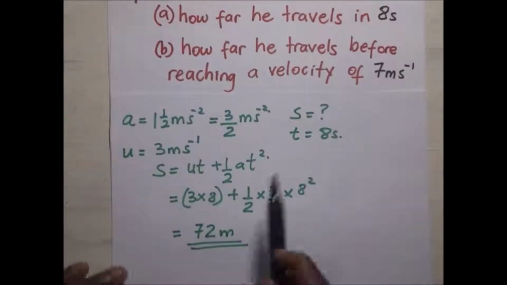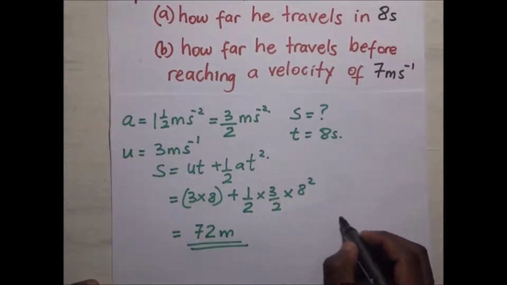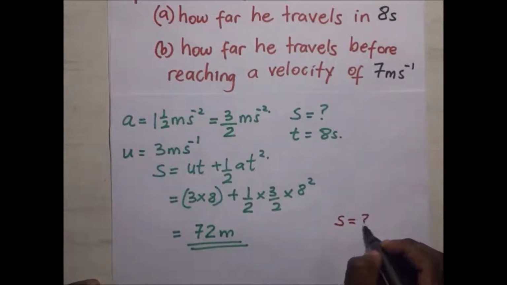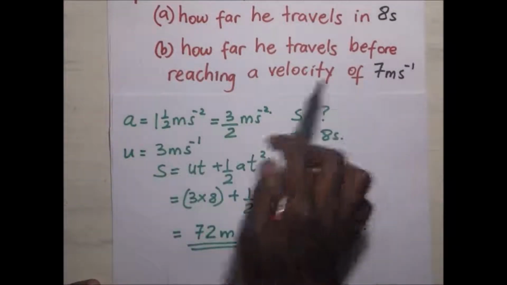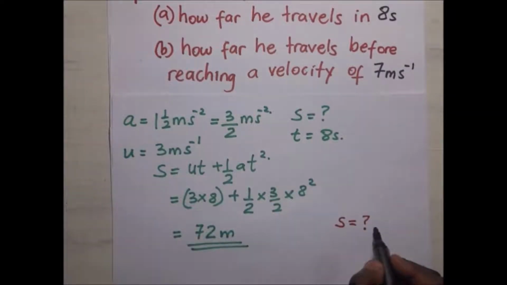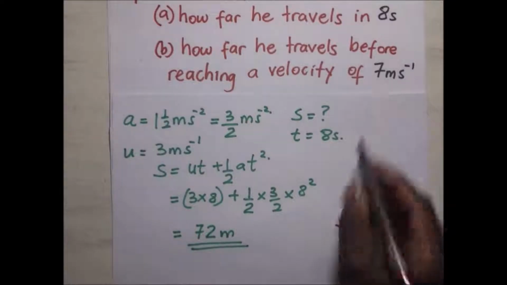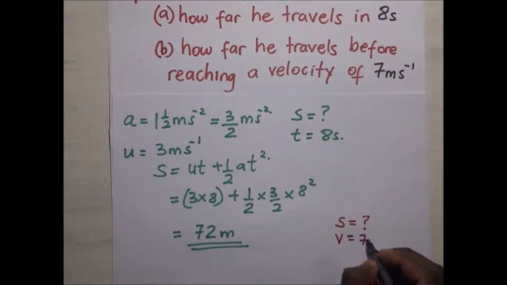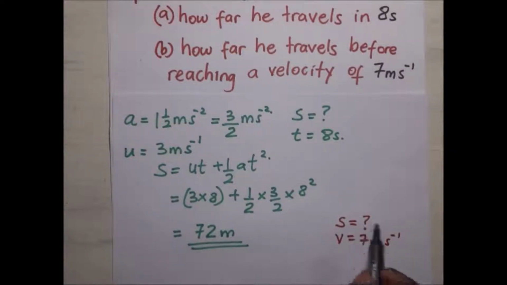Part B. How far does he travel? Again, they're asking for distance. How far does he travel before reaching a velocity of 7 meters per second? So what is the value of s when the final velocity v is 7 meters per second? How far does he travel to reach this final velocity?